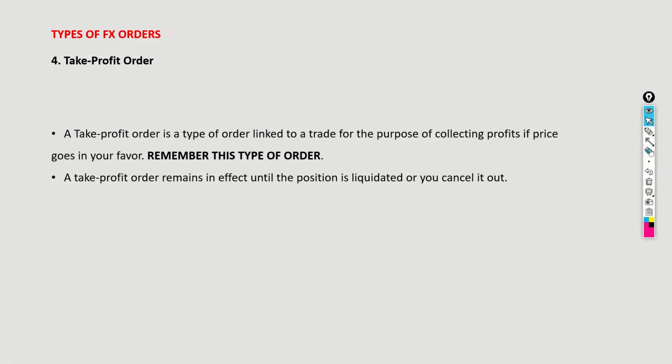So we have what we call a take profit order. A take profit order is a type of order linked to your trade for the purpose of collecting profits if the price goes in your favor. Remember this type of order. A take profit order remains in effect until the position is liquidated or is cancelled out.